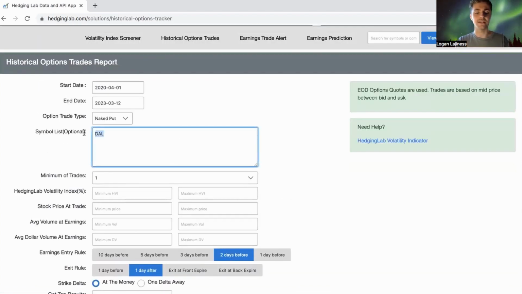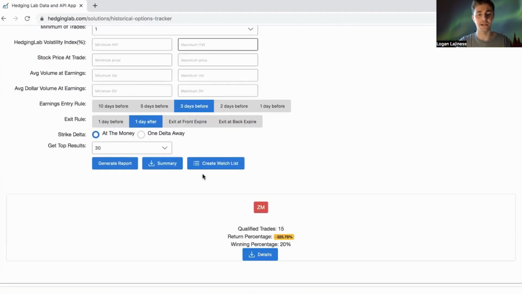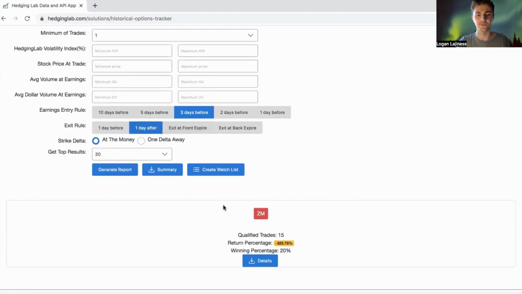Here's another one. I like Zoom, right? Zoom is a great stock over the last 3 years until about this last year. So if we actually did this from May of 2017 till about now, you entered 3 days before, exited 1 day after. Let's generate this report. You actually would only win 25 or 20% of the time, right?